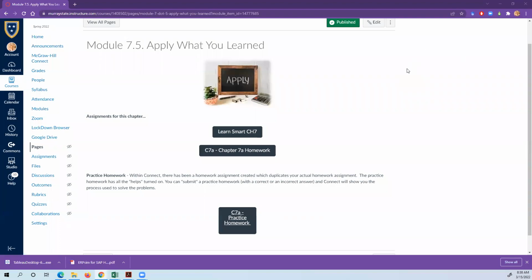Well, good day. I just wanted to go ahead and work through the Chapter 7 practice homework. Just going to do a quick check to make sure I'm sharing the correct screen, and I am. So I'm in module 7.5, and I'm going to load this practice homework and do a recording, and then I'll post the recording out here as well.